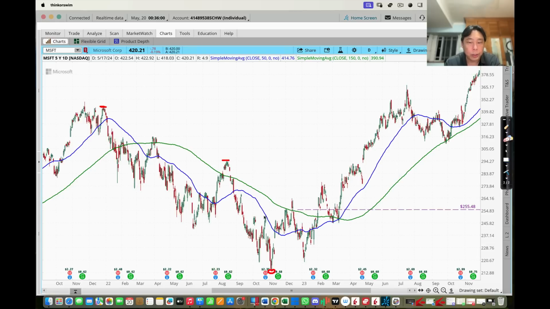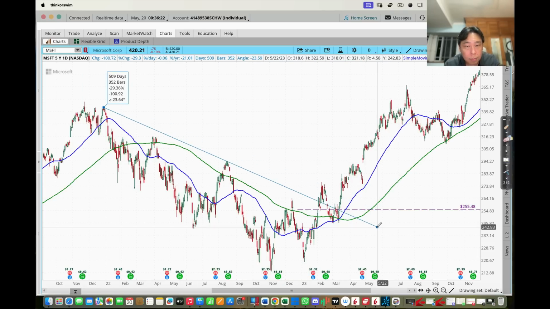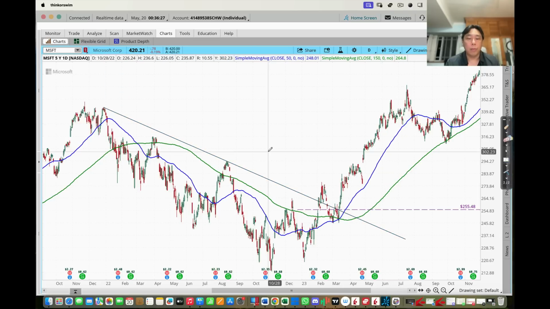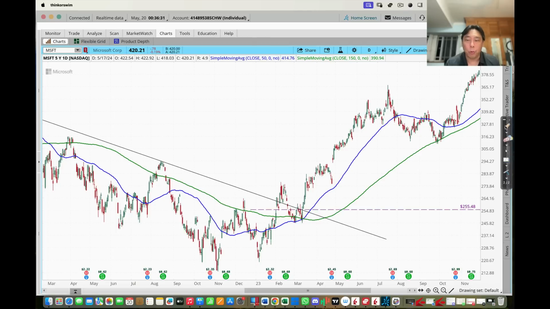Now you couldn't connect it to here because then it would cut other points. So this is not a valid trend line. It cannot cut any other points. So the only reasonable line would be this line over here. So I'm just going to draw that in. There. That would be our trend line. All right. So where was the trend line broken? Here, you can see this was the break of the trend line.